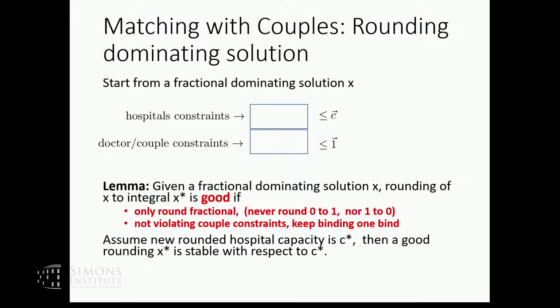We did it hand wavy, but yeah. So any good rounding is stable with respect to the new capacity C star. When I route, I get the X star, and I might have a different C here. It becomes a C star. And you're going to limit the gap between C and C star. Okay, so now really the goal is to route in such a way that C star is not so different from C.